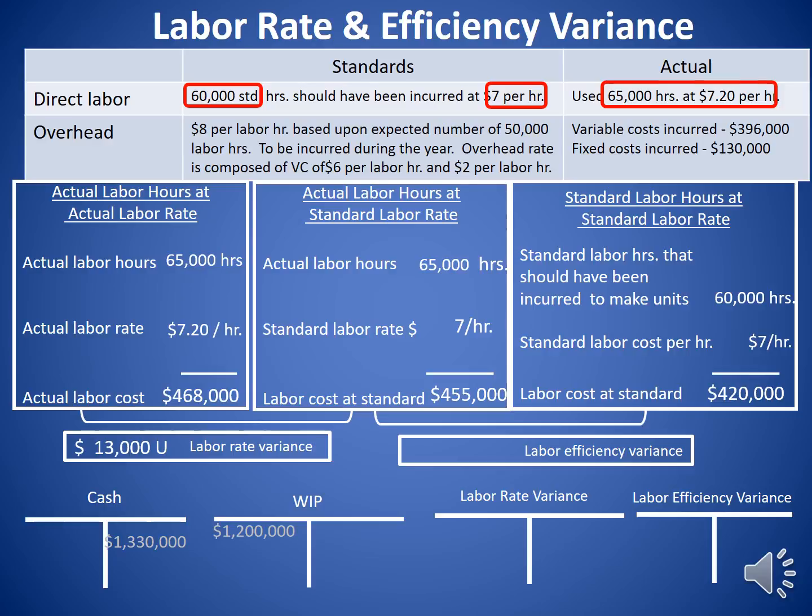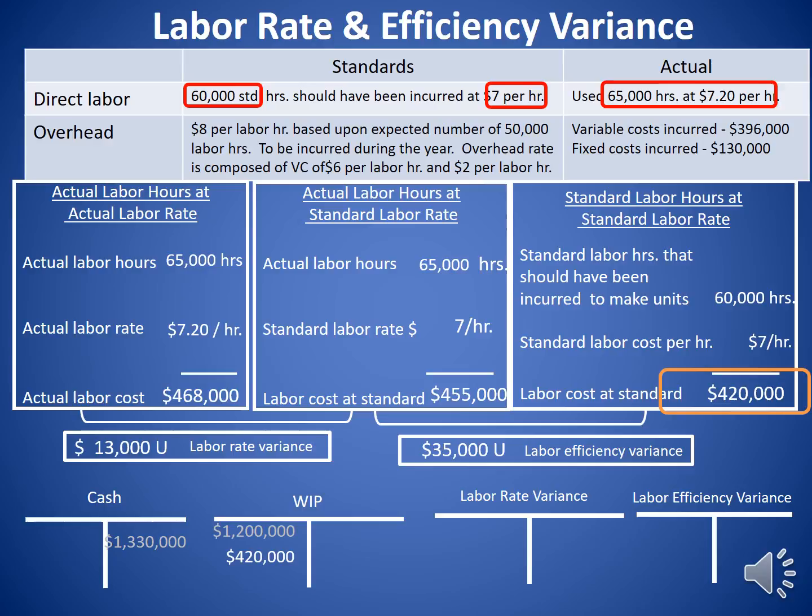So the total is $420,000. Now we compare the actual amount of labor hours at a standard rate of $455,000 to our standard labor hours at our standard labor rate of $420,000, and our actual hours exceed our standard hours, or our actual cost exceeds our standard cost. So the difference is $35,000, and therefore that's an unfavorable variance. Now we have to determine how we actually calculate those variances.